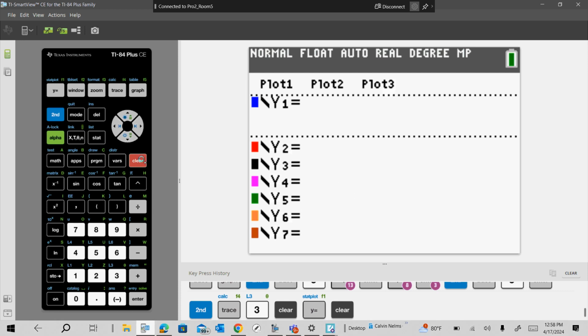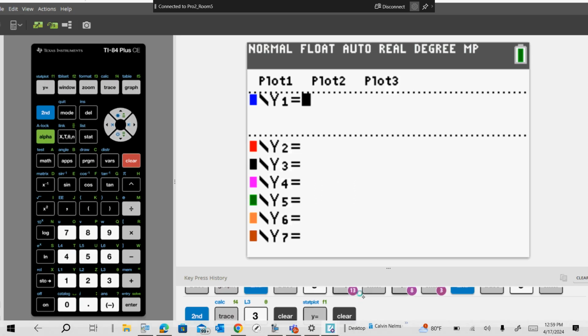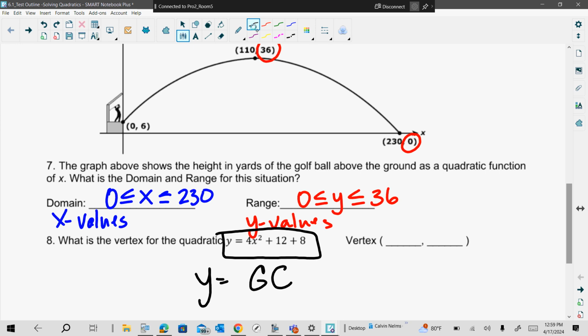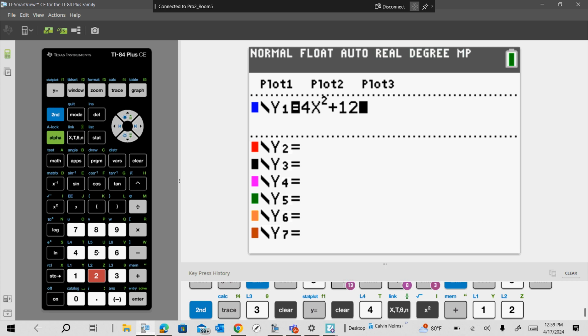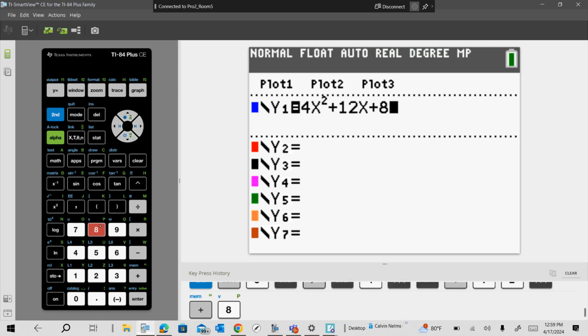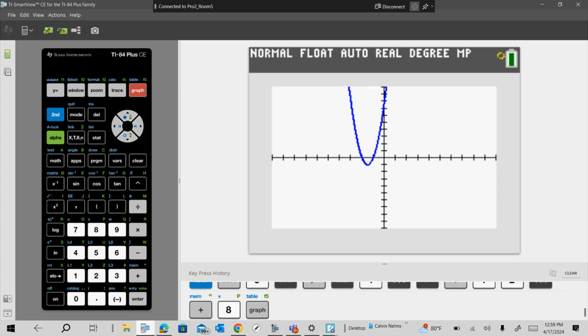Oh, I forgot to put, there's a typo in here, sorry. It should be 12x. Right here. There you go, sorry. Y is equal to 4x squared plus 12x plus 8. Okay? So we want the vertex.